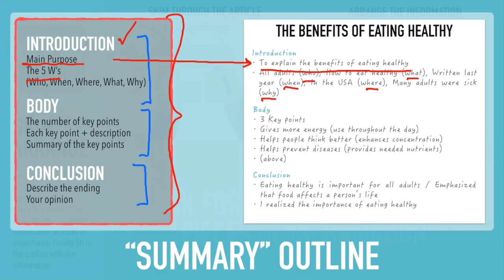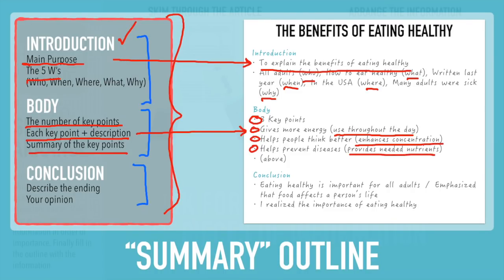I need to write the number of key points, each point plus the description, and then the summary of the key points. So looking here in the body section, I have 3 key points. Then I wrote each point right here, and next to it, I wrote the description in this section. So key point 1 gives more energy. Then I said, used throughout the day. Point 2, helps people think better. Description, enhances concentration. And helps prevent disease is number 3, and I said provides needed nutrients, okay?